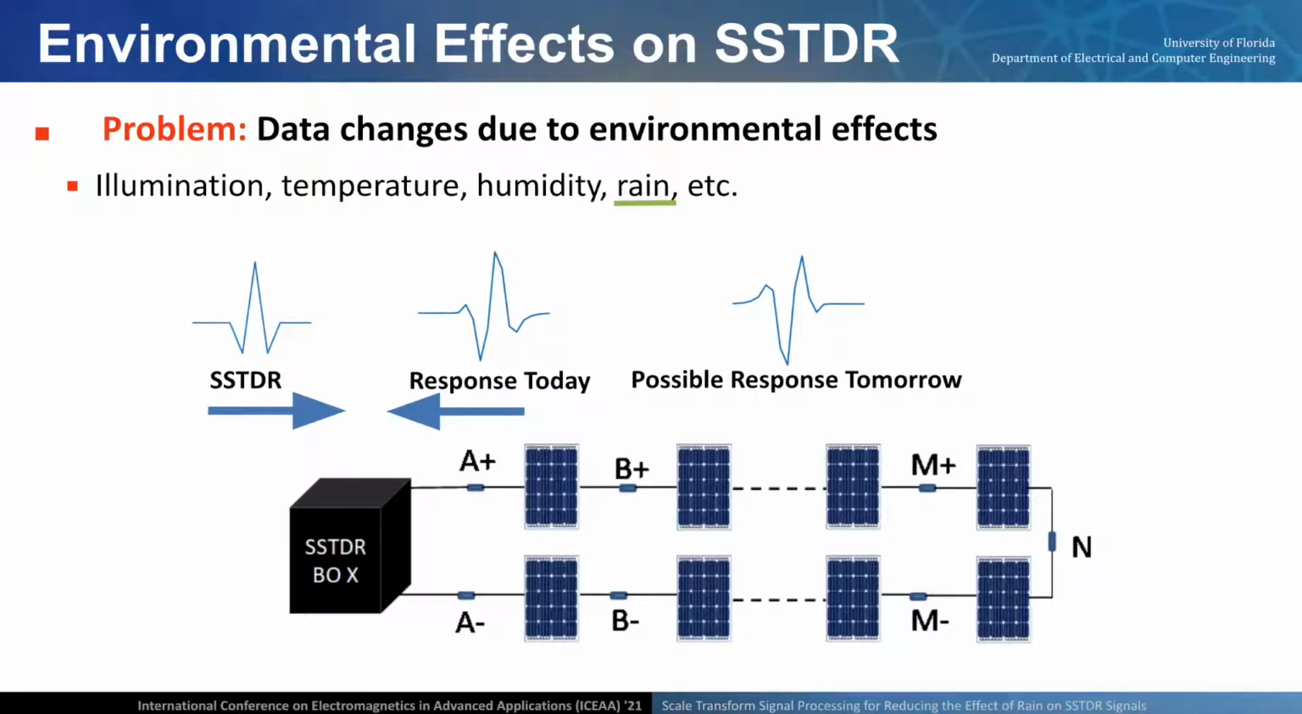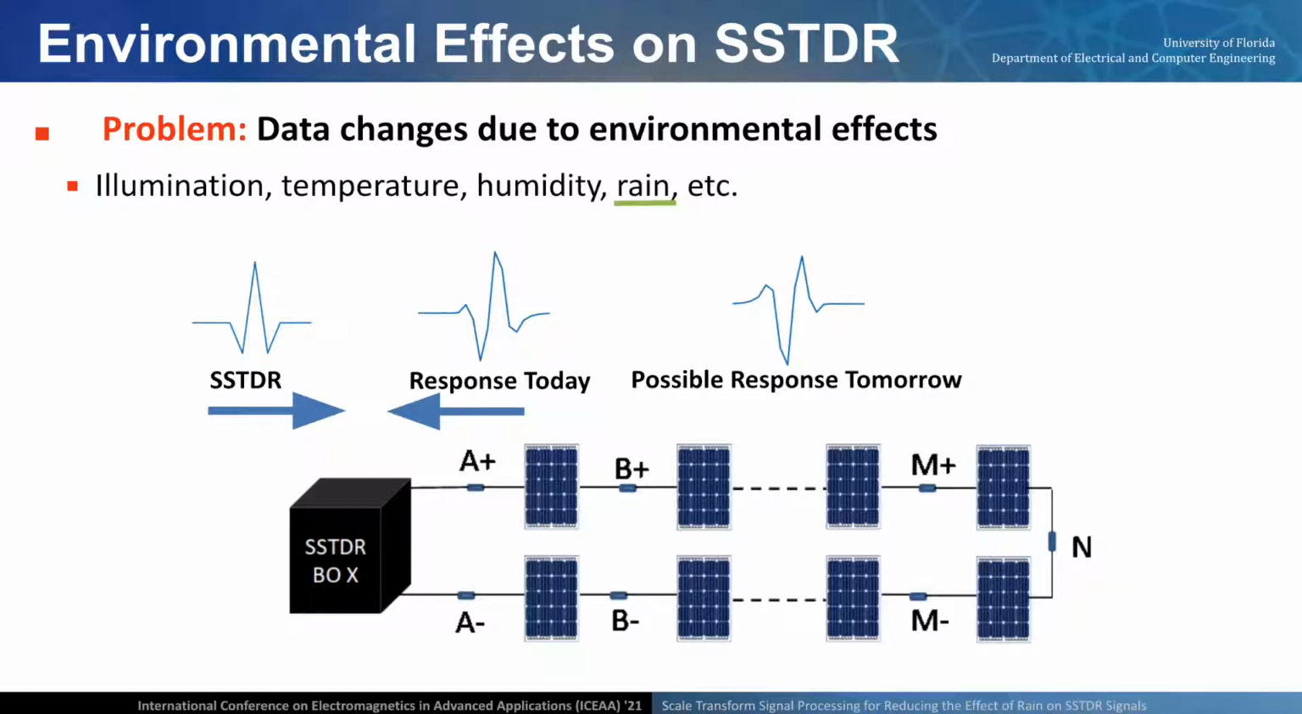Now, baseline subtraction is great, but we do run into some issues when working with baseline subtraction. For example, our data can change due to environmental factors. When we see differences in illumination, temperature, humidity, and rain, and particularly moisture, our signals start to change.